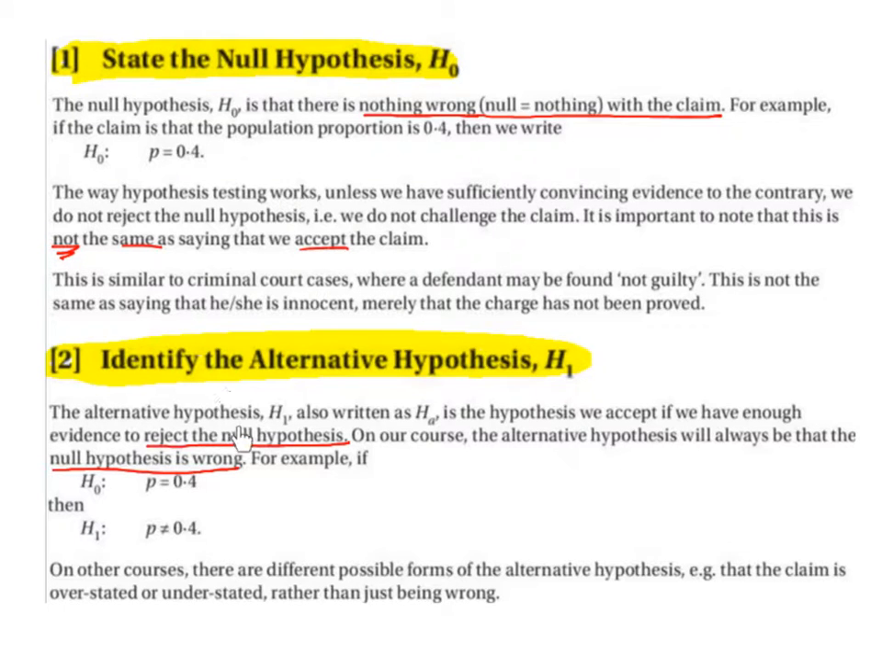Step 2. Identify the alternative hypothesis, H1. The alternative hypothesis, H1, also written as HA, is the hypothesis we accept if we have enough evidence to reject the null hypothesis. On our course, the alternative hypothesis will always be that the null hypothesis is wrong. For example, if H0 is P equals 0.4, then H1 is P does not equal 0.4. On other courses, there are different possible forms of the alternative hypothesis. For example, that the claim is overstated or understated rather than just being wrong.